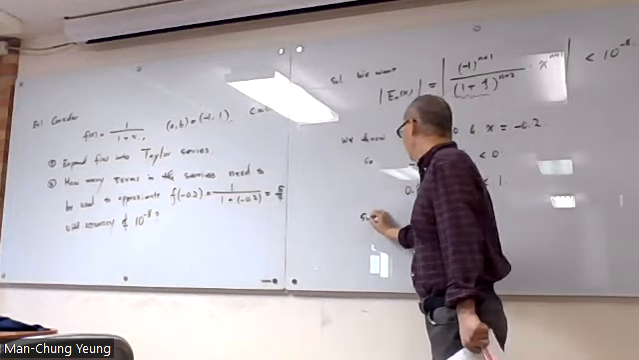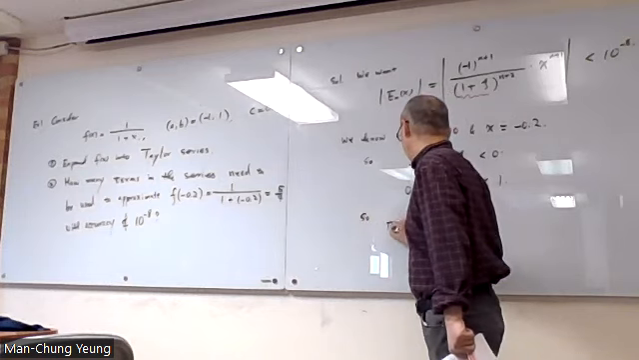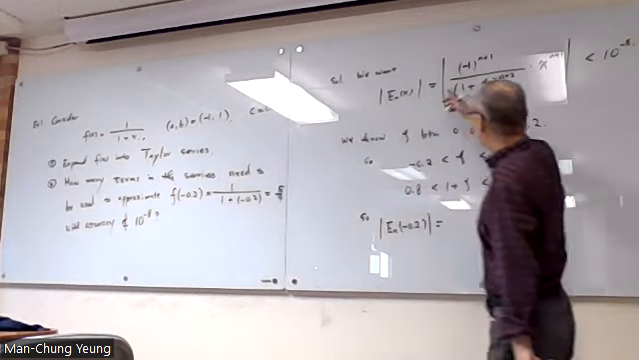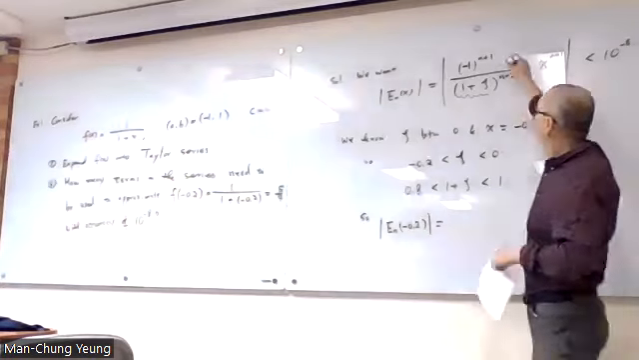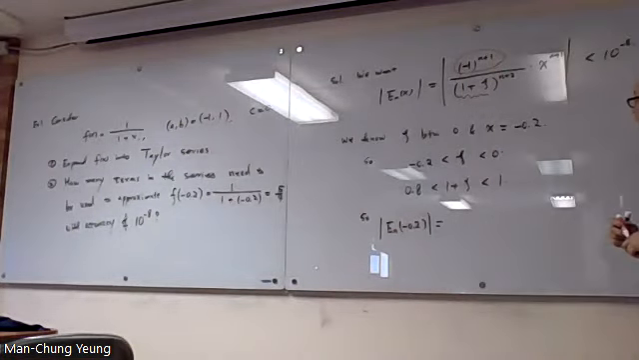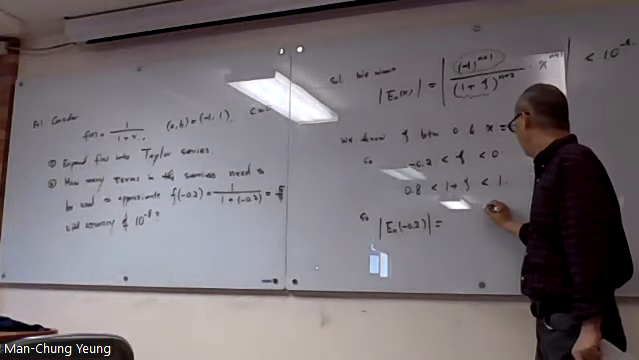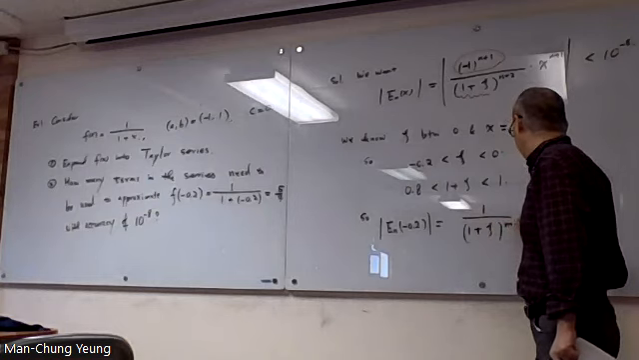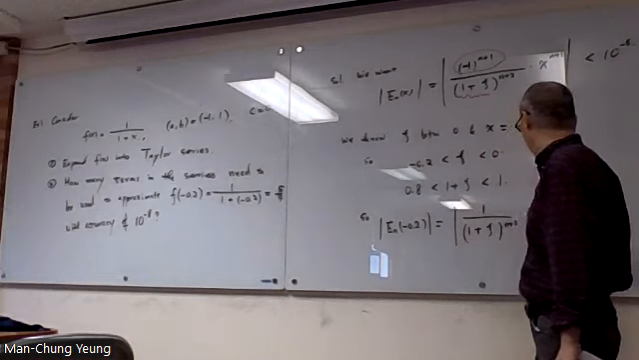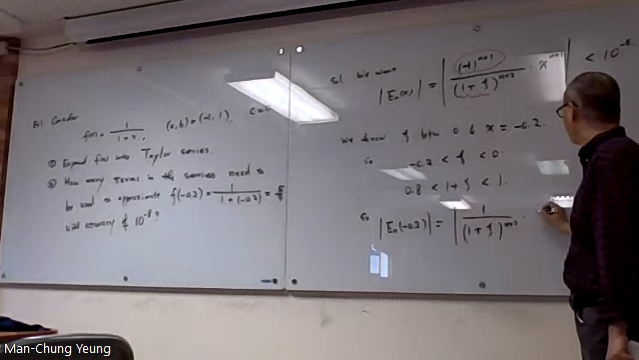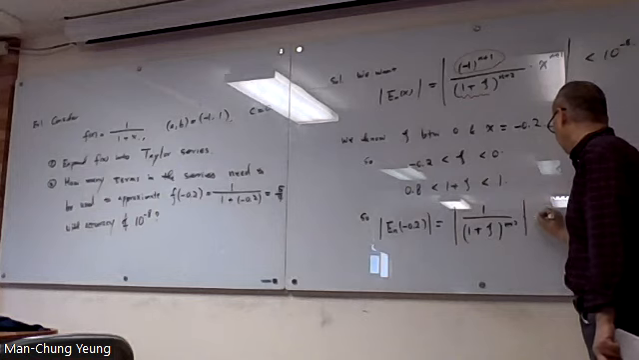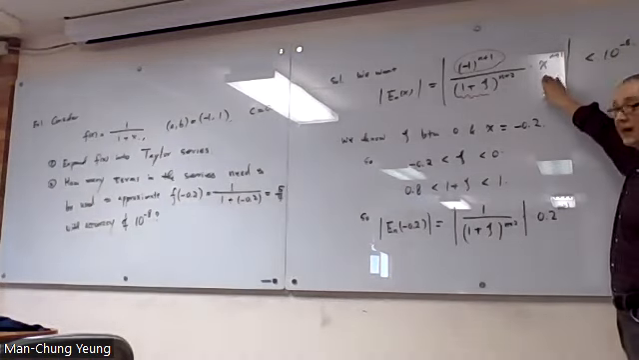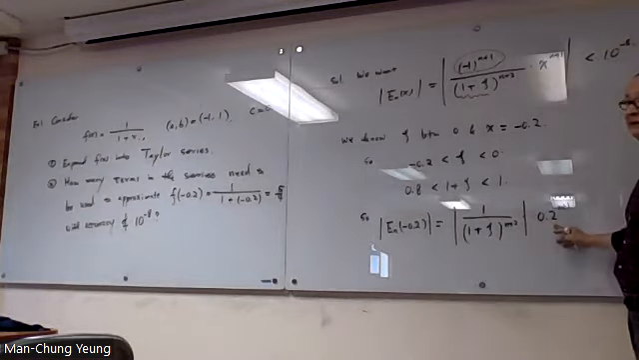So therefore, the error. Actually, x is negative 0.2. The error is the absolute value, and this factor's absolute value is just 1. So it is 1 over 1 plus sine times the absolute value of x to the n plus 2. x is negative 0.2, then take the absolute value, the answer is 0.2 to the n plus 2.